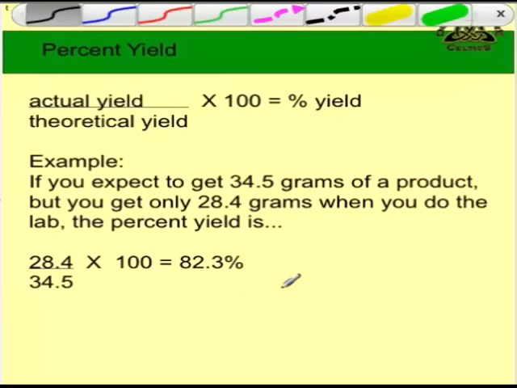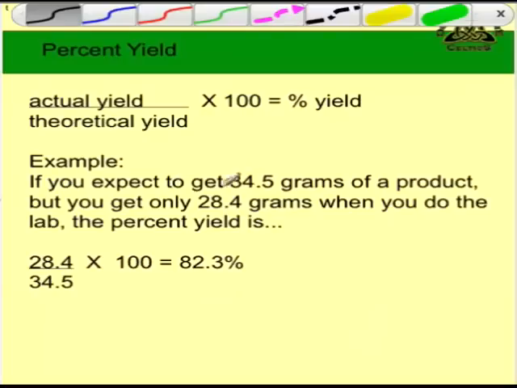So the formula for calculating percent yield is this. You take the actual yield, you put it over the theoretical yield, you multiply by 100, and that will give you your percent yield. Let's take a look at a typical question.